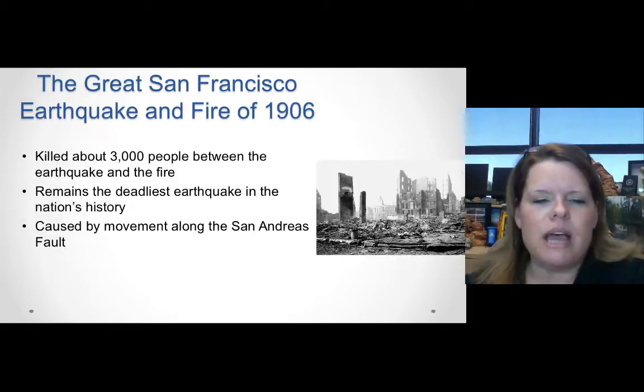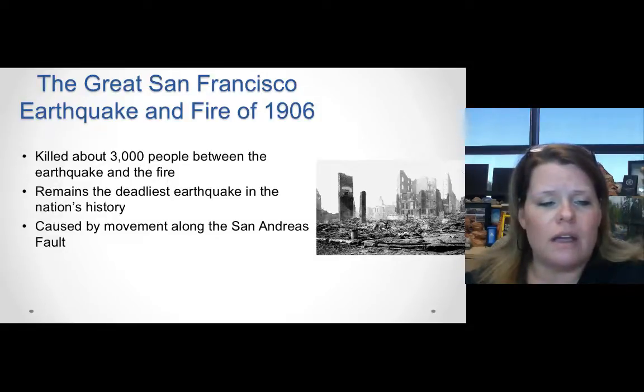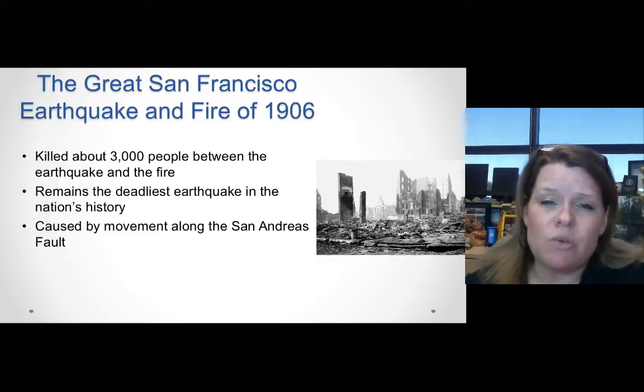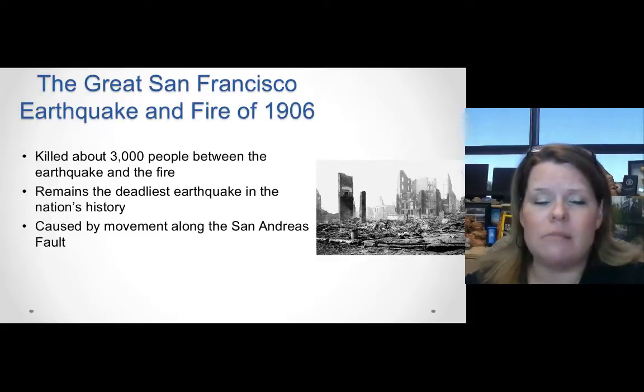It killed about 3,000 people. The true number will never be known, and it was between the earthquake and the fire, with most of the deaths being related to fire. It remains the deadliest earthquake in the nation's history. Unfortunate. Hopefully we won't have another one that kills that many people.